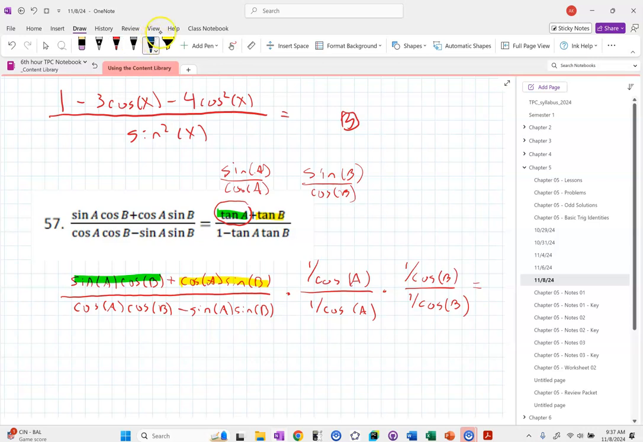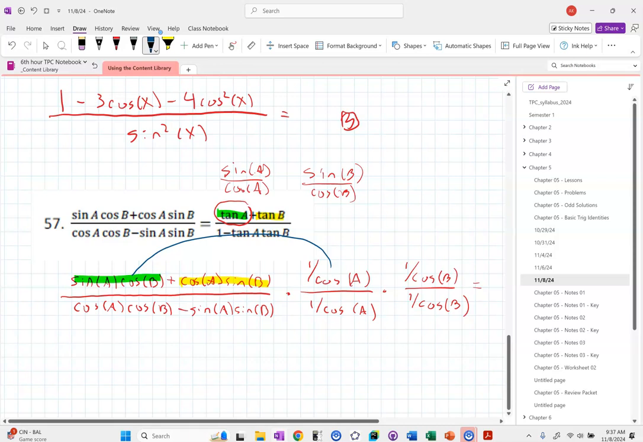Because I've probably done enough here that it's going to be tough to see. So when I multiply here, and then it multiplies to there. And then this one multiplies to there and multiplies to there, right? Okay. So when I multiply this one, the cosine A here is going to cancel with that cosine A there. And then this cosine A and that sine A are going to make a tangent A. So I'm just going to write that part.